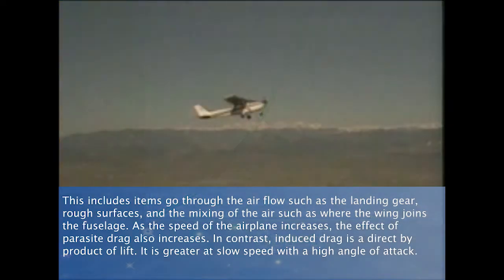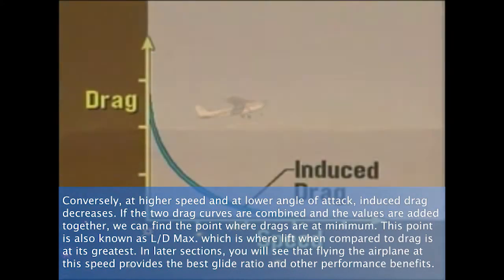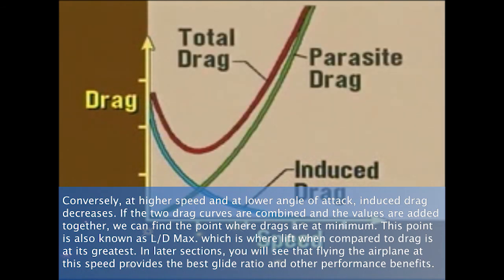In contrast, induced drag is a direct byproduct of lift. It is greatest at slow speeds with a high angle of attack. Conversely, at higher speeds and at lower angles of attack, induced drag decreases. If the two drag curves are combined and the values added together, we can find a point where drag is at a minimum. This point is known as L over D max, which is where lift, when compared to drag, is at its greatest. In later sections, you will see that flying the airplane at this speed provides the best glide ratio and other performance benefits.